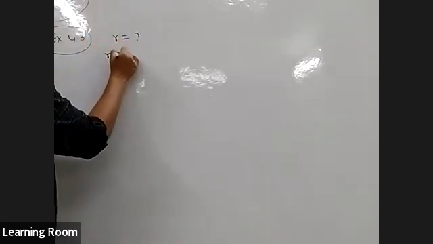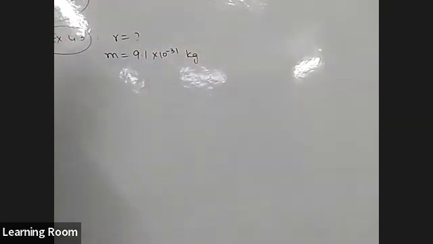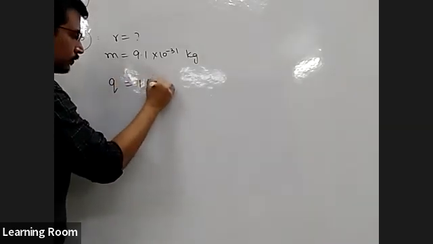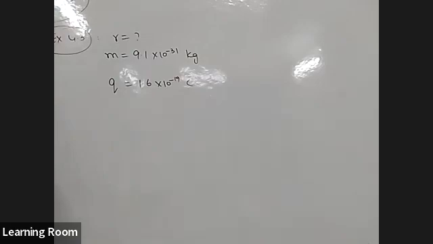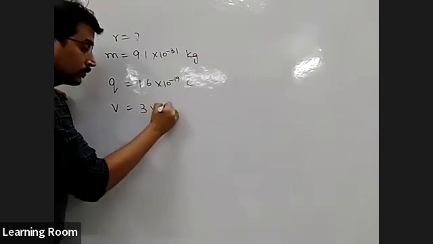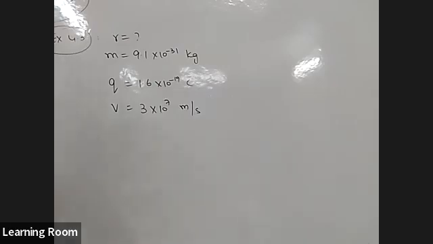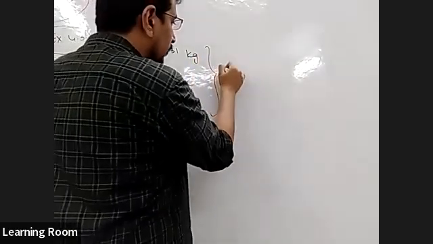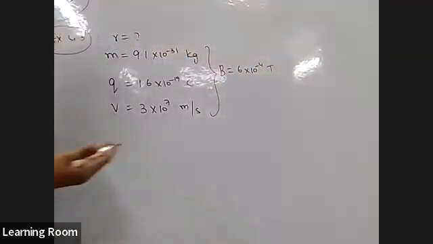What is the radius of the path of an electron of mass 9 into 10 to the power minus 31 and charge 1.6 into 10 to the power minus 19, moving at a speed of 3 into 10 to the power 7 in a magnetic field of 6 into 10 to the power minus 4? Everything is in standard units.